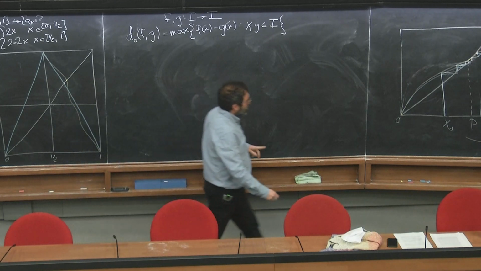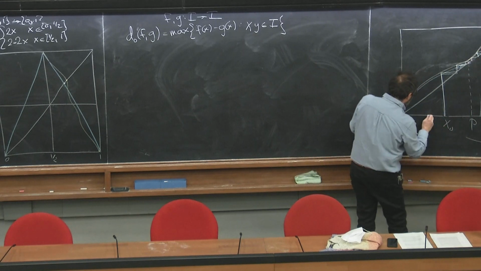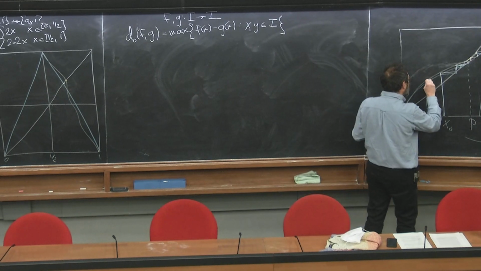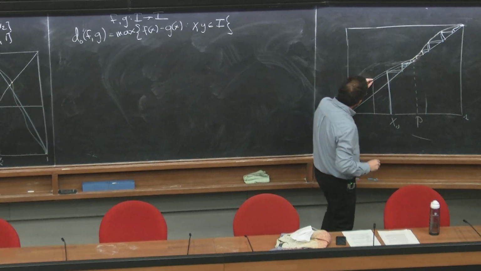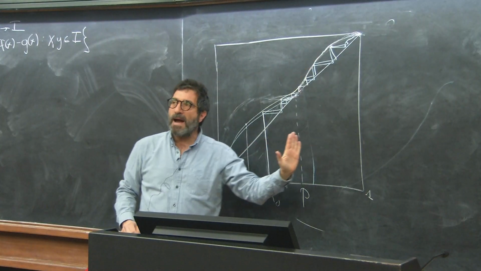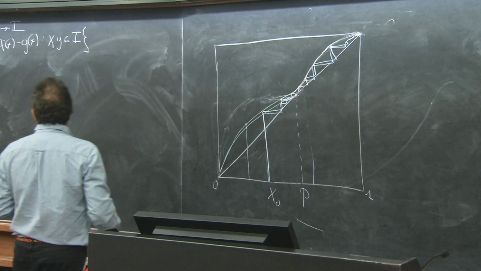So this means that you look at the graph of f and the graph of g, and for each point, you look at the value of f here, and you look at the value of g here, and you take the difference. So it's literally the distance between the graphs, the maximum distance between the graphs.